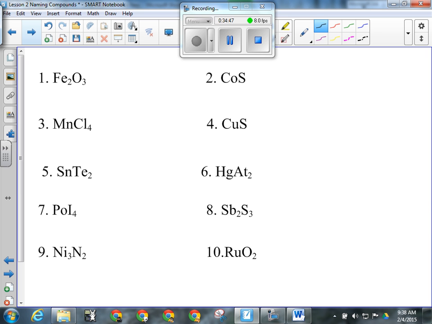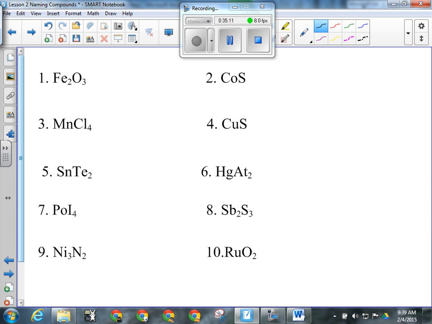All right. So now I want you to try these ones. These ones have multivalent metals in them. So they're going to need, what? What do you have to put in the name? Roman numerals, right? So these ones are going to need Roman numerals. So let's do the first 4 here.